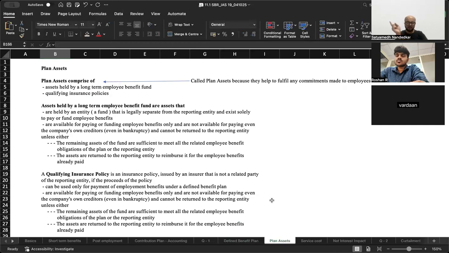Ultimately, it is payable to the other person, which means the money generated by the investment that you make in any asset here can only be used for satisfaction of the pension obligation, nothing else. It cannot be used for tax payment, it cannot be used for literally anything else. So any bond, any mutual fund, anything that you are investing the pension money in, that is your plan asset. Sometimes what companies do is they also take an insurance policy.